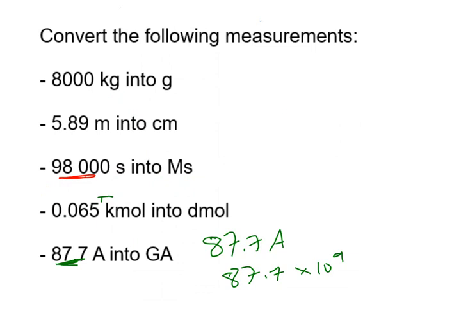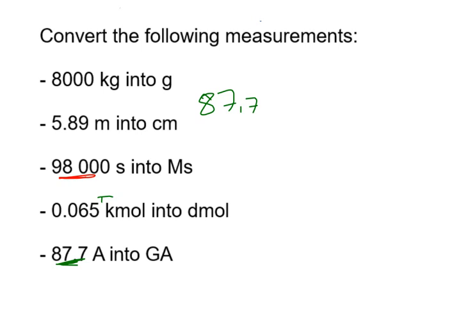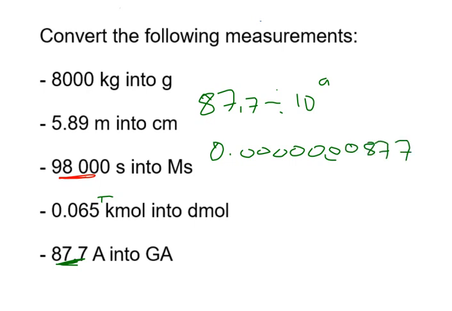So we need to take this number right here. I'll put it way up above here now. 87.7, and I need to divide by 10 to the 9, which means I need to move the decimal place over 9 times. I'm just going to count it out. 1, 2, 3, 4, 5, 6, 7, 8, 9. The decimal place used to be between this 7 and this 7, so it should have been moved over 9 times.